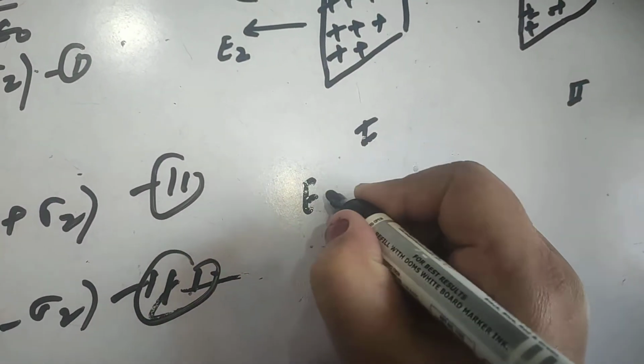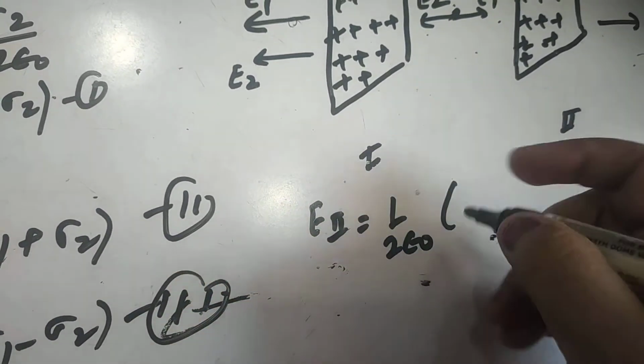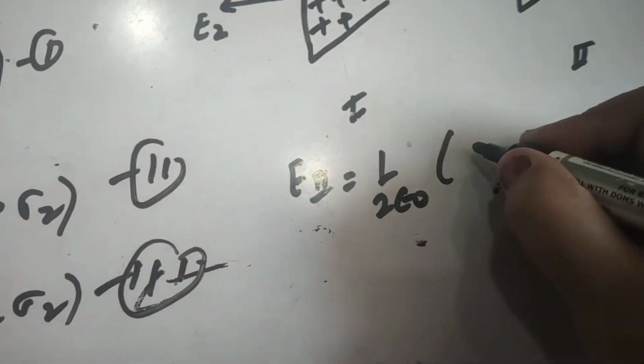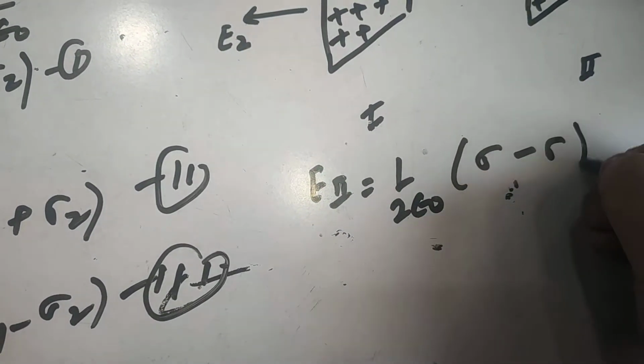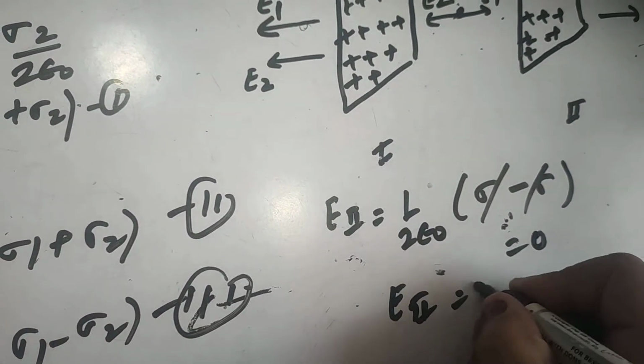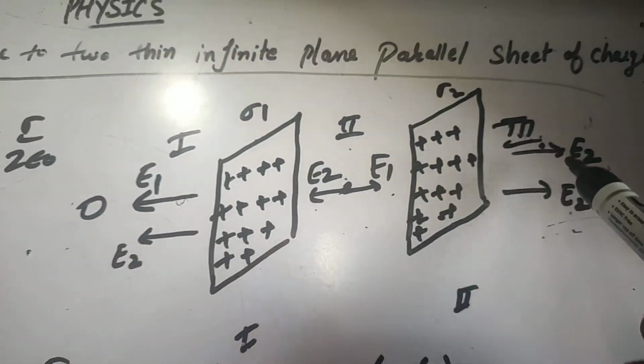Similarly, E2 can be calculated as 1 upon 2 epsilon naught, sigma 1 plus sigma 2. Sigma 1 is sigma and sigma 2 is minus sigma, they cancel out and we get 0. E2 is 0. It means here the net value of intensity is 0.